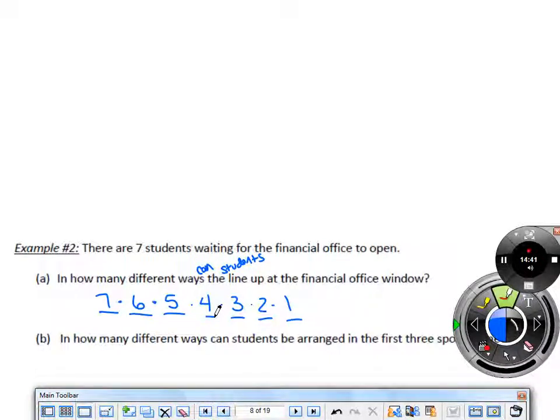This is where this problem shows up and why they would get sick of writing out multiplication if the number is like bigger than 7. So this could also be called 7 factorial. There actually is a factorial button on your calculator, in the math menu.